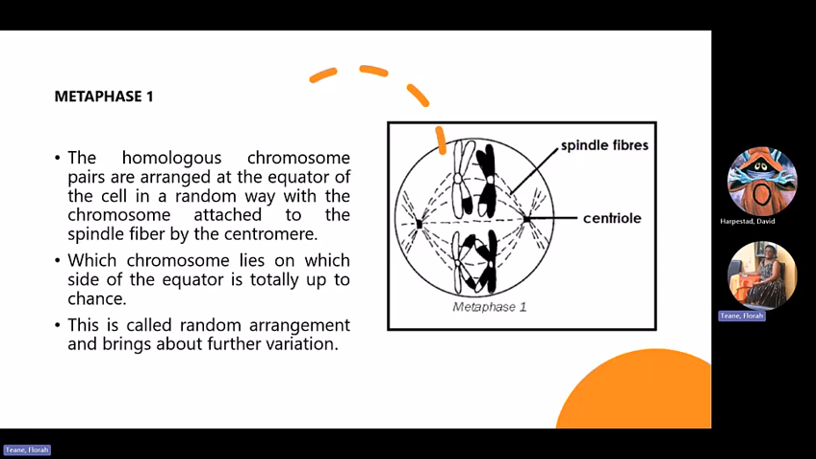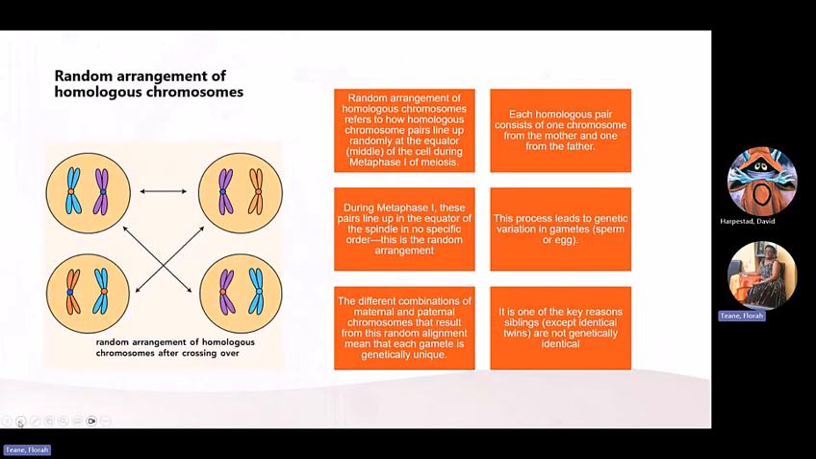They line up at the equator as homologous pairs of chromosomes, and their arrangement is totally up to chance. There's no specific arrangement. It is just a random arrangement of these chromosomes. And this also contributes in bringing about further variation. Okay.